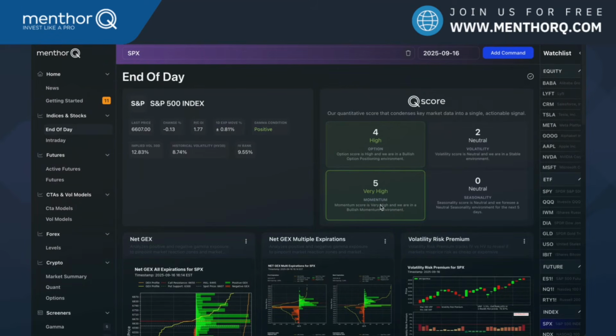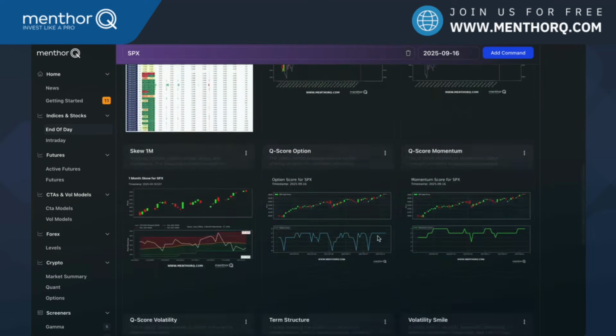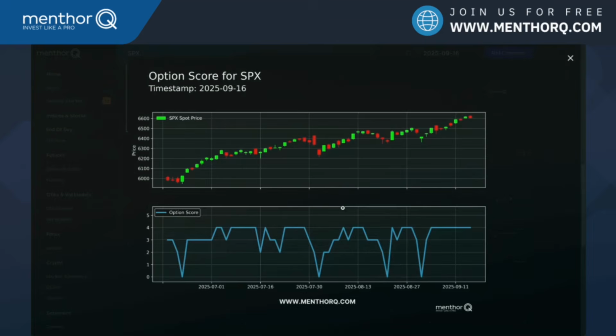If you want to learn more about this score, we have dedicated videos that can show you how to use it. Volatility is kind of low, so we are in a low volatility environment. We have no signal coming from the seasonality as of today, but we can also look at the signal coming from the option score. If we scroll down into the chart, we can see the historical time series of the Q score. In this case, we are looking at the option score. Take a look at how predictive this data can be.